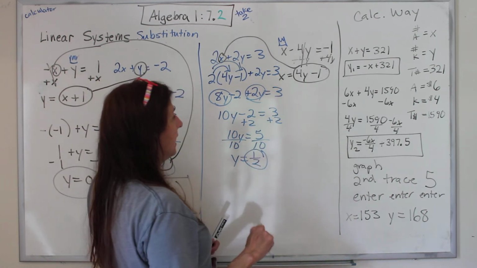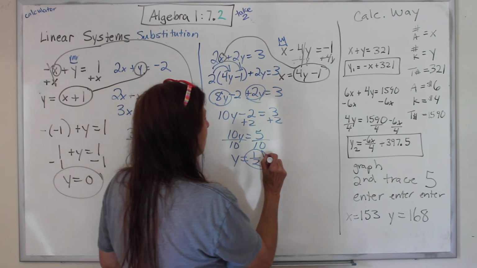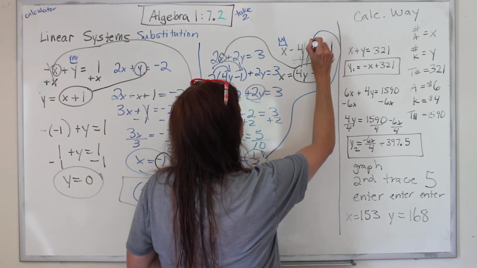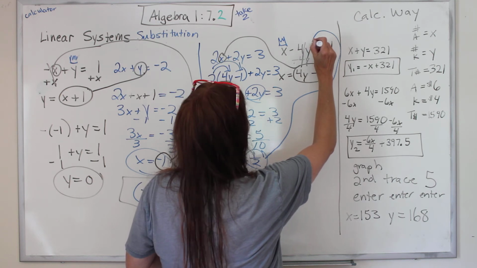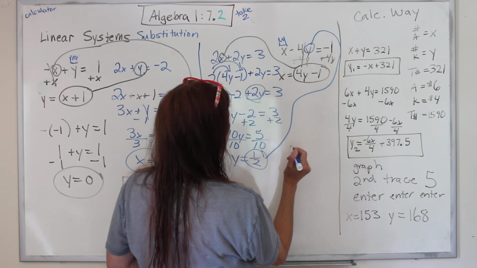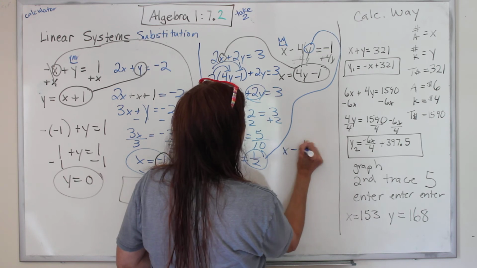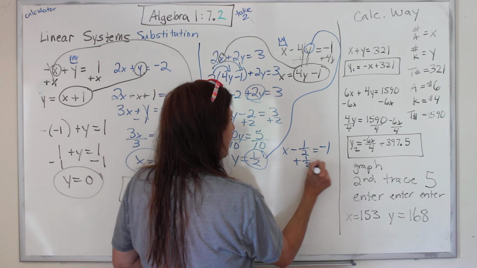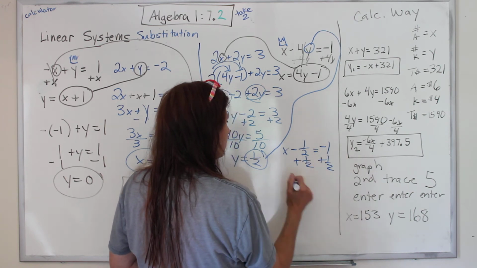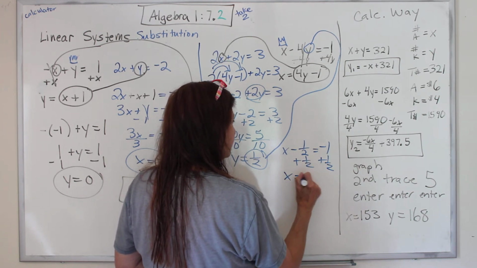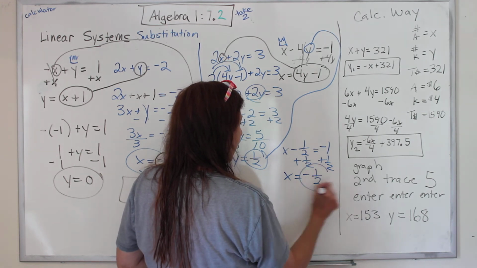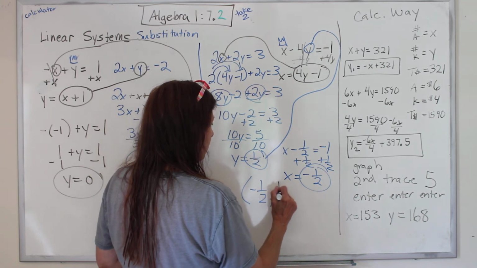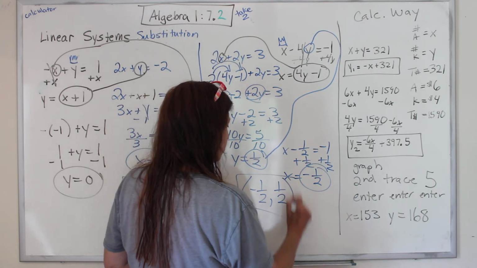So now, sadly, I have a fraction. I'm going to substitute this 1/2 back in to that y. So x minus 1/2 equals -1, plus 1/2, plus 1/2. -1 plus 1/2 is -1/2. x equals -1/2. So my ordered pair is -1/2, +1/2. That's the answer.